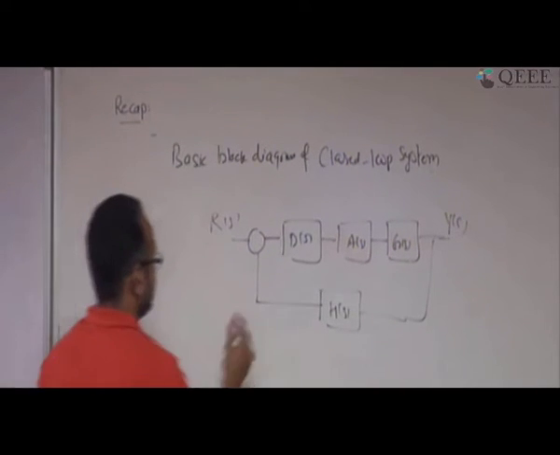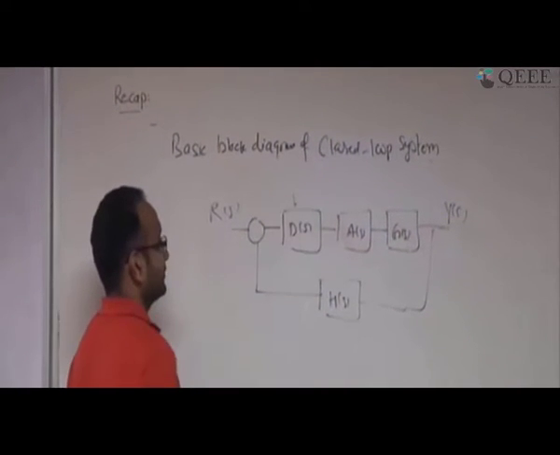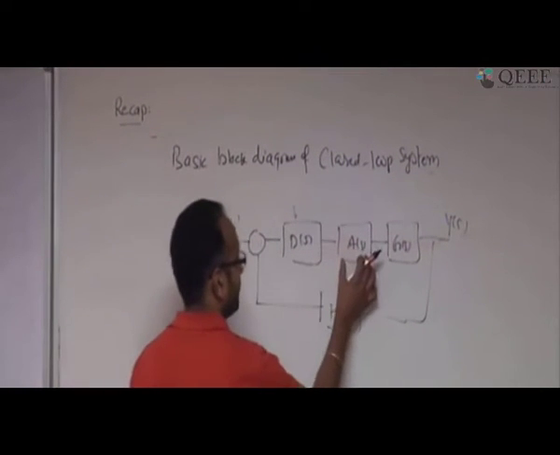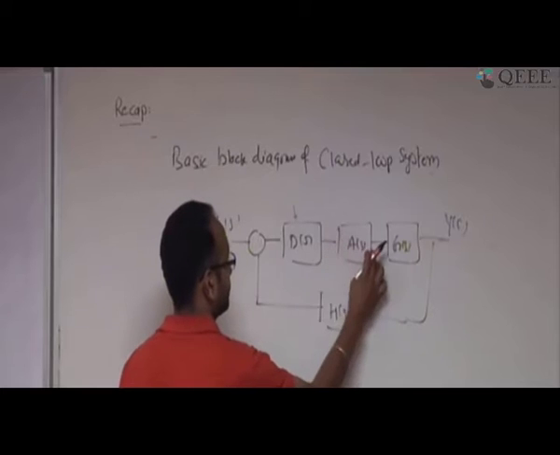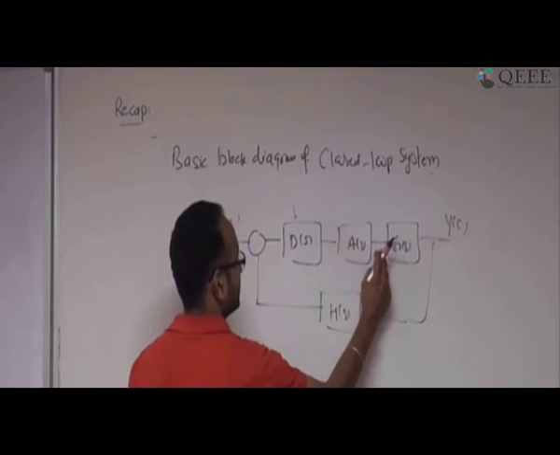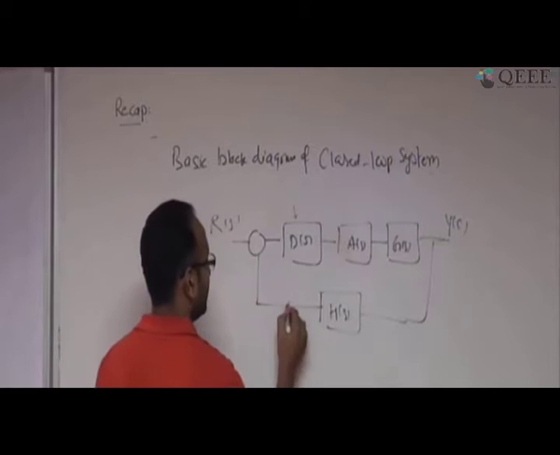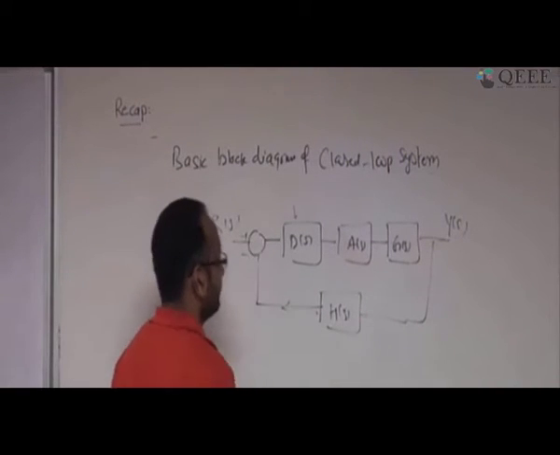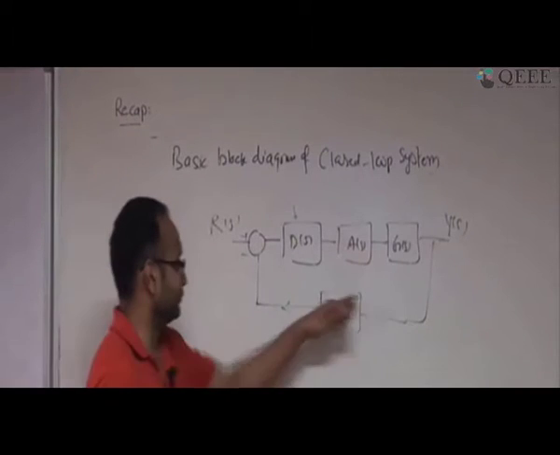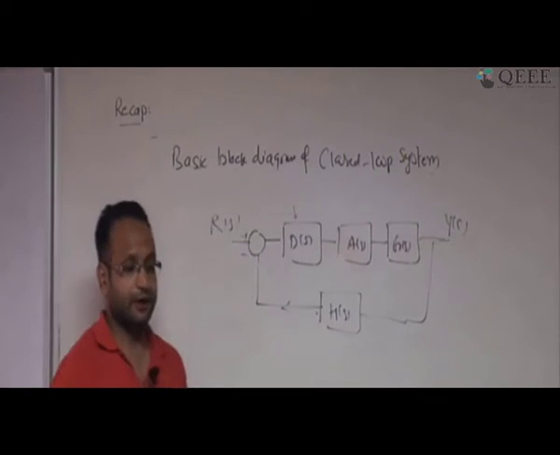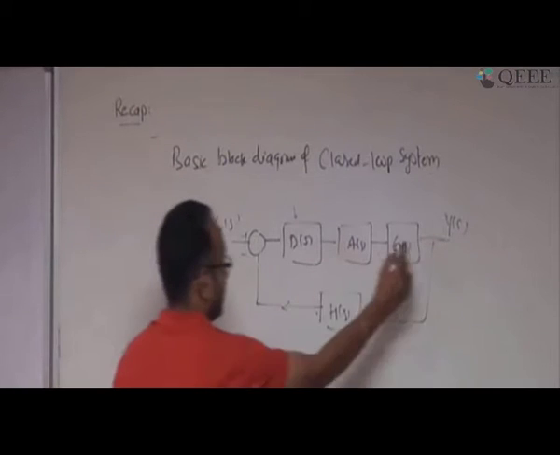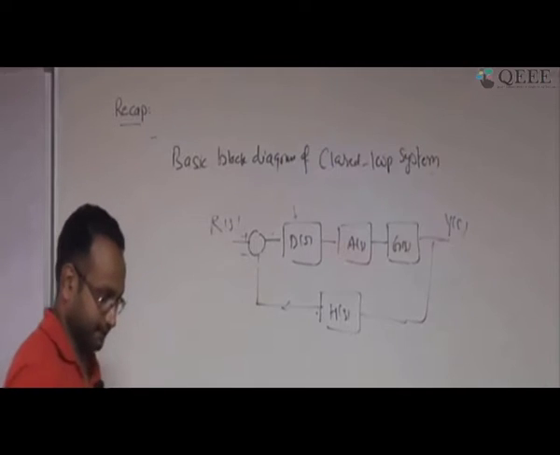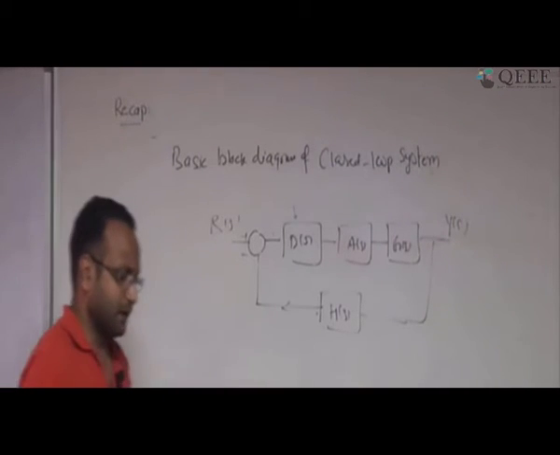Now, this D of S is a transfer function, and these are the individual systems. A of S is the actuator also. There is an input and output. The plant also is a system with an input and output. The feedback element also has an input and output. This is called a negative feedback system because whatever comes from the feedback, I am subtracting it here with respect to the reference signal. That's why it's called a negative feedback system.